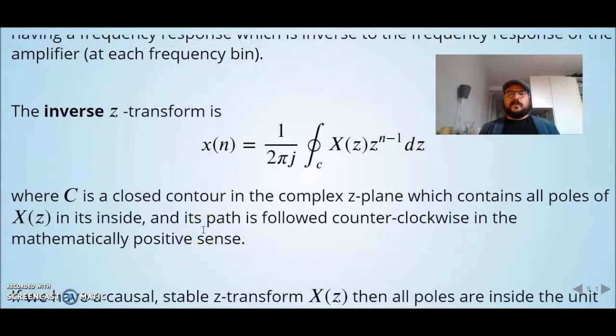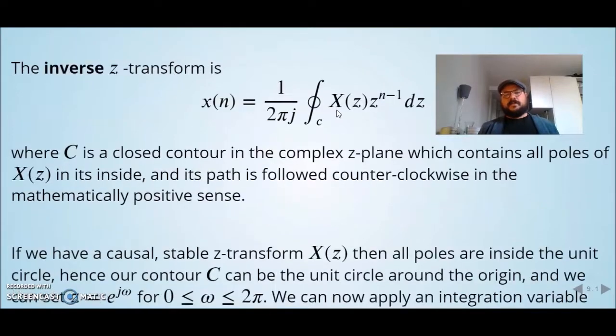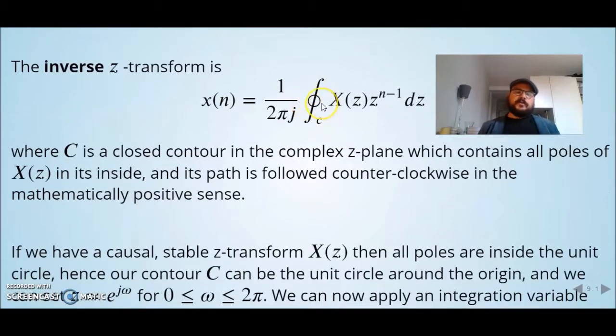The Z-transform is also invertible, so we have the inverse Z-transform defined by this equation here with this closed contour integral. But when we have a causal and stable Z-transform, where all the poles are inside the unit circle, our closed contour can become the unit circle around the origin, and we can set z to be equal to e to the power of j omega for omega in between 0 to 2 pi.